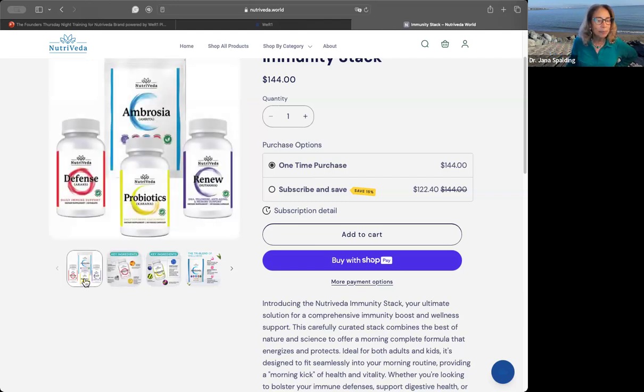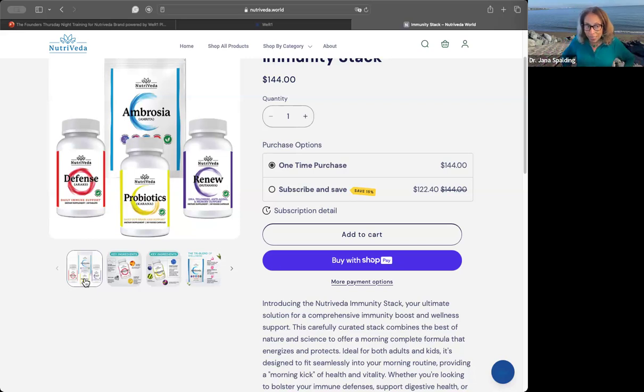So let me go back. These are the 4 products that are in the immunity stack, and you may wonder, why did they put these 4 in there? We got Defense, we got Probiotics, we got Renew, we got Ambrosia. Well, immunity. What's immunity? Immunity is protection against illness. Our bodies know how to do that. All things being equal, even if we're exposed to bacteria, even if we're exposed to toxins, even if we're exposed to pollution, our bodies can keep us healthy because our immune systems can defend us against all these things.